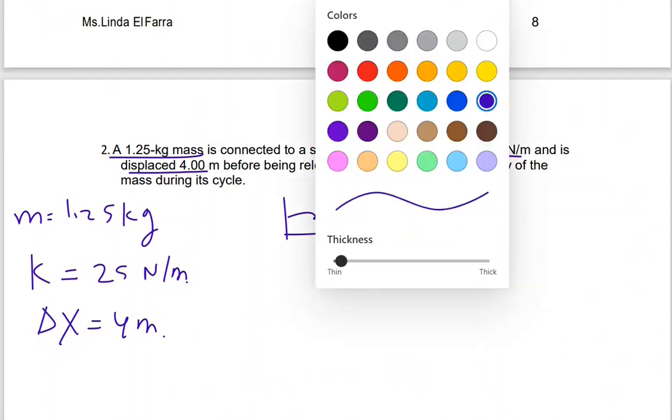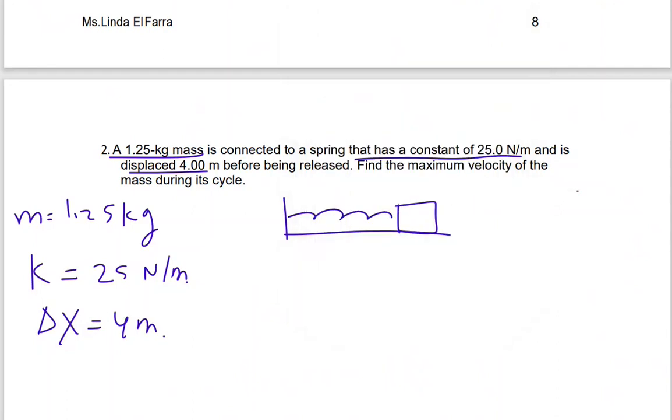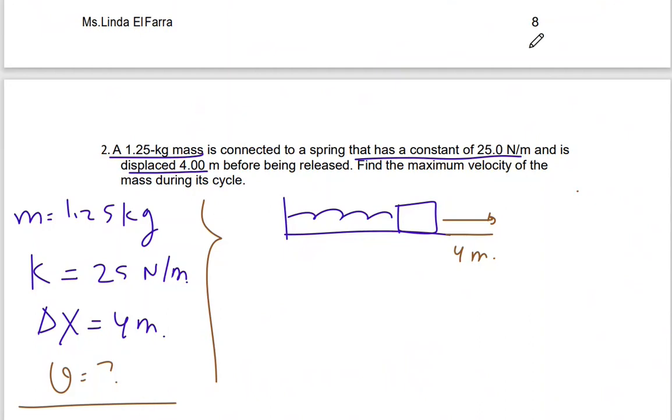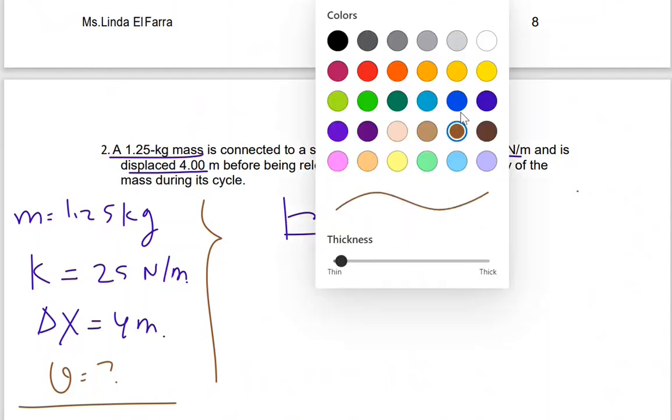So we just stretch the spring and it is displaced 4 meters before being released. Find the maximum velocity of the mass during one cycle. I need v. Most of the conservation of energy problems will ask you to find the height, find the displacement, or find the velocity. Now I'm going to use the conservation of energy again.